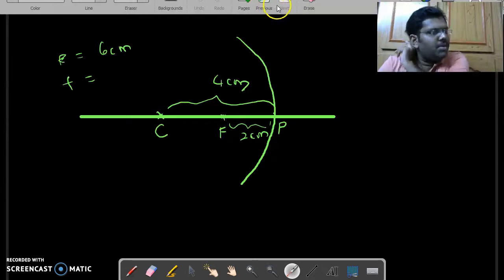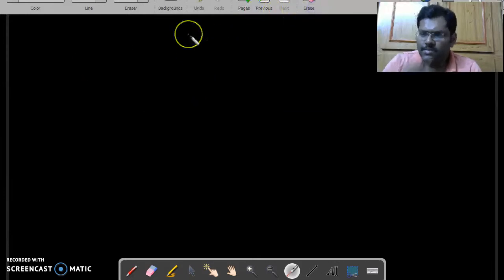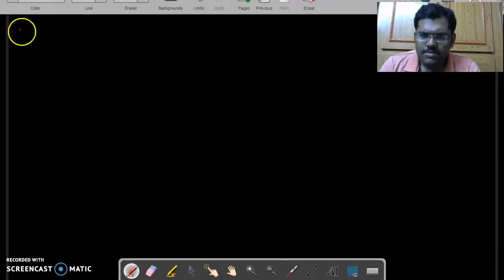And next, coming to the uses of the convex and concave mirrors. These are very important. So what are the uses? It's very important. Uses of concave mirrors.